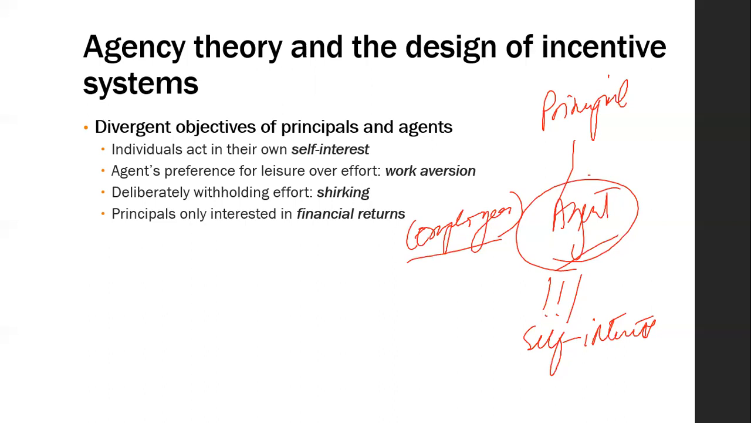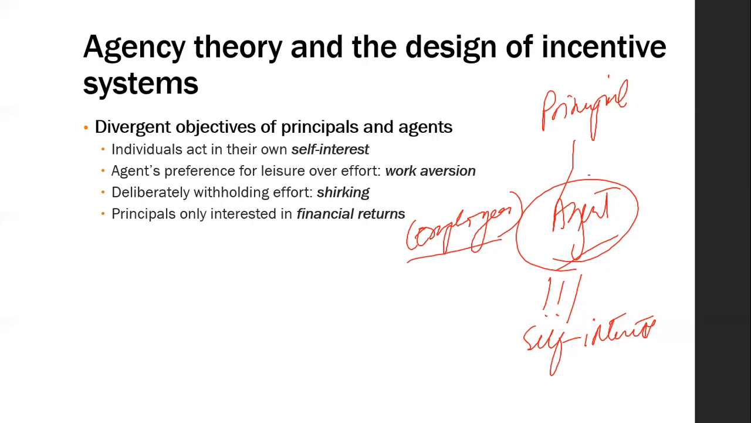Okay? Some agents, for example, may be work averse. They have a preference for leisure over work, or they have work aversion. Some agents might deliberately withhold effort. We call that shirking from work. Okay. Some agents, or some employees, might be innately motivated because of the nature of the industry where they are working in. Right? So individuals have different self-interests. Kaya mahirap mag-design ng incentive system for everyone because people will have different interests. Okay?